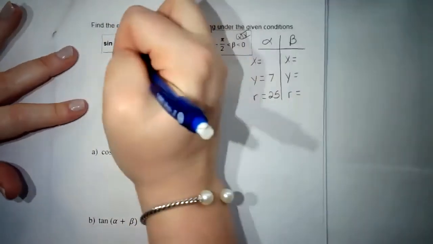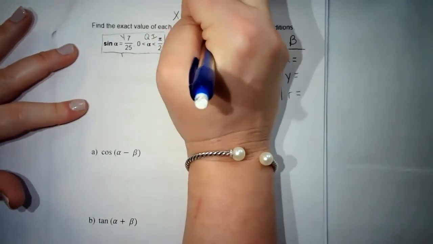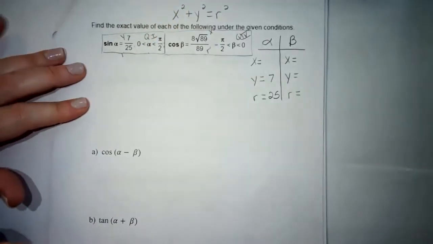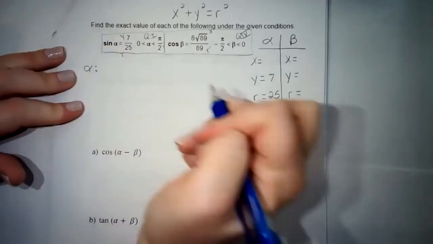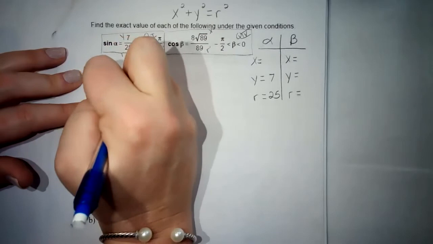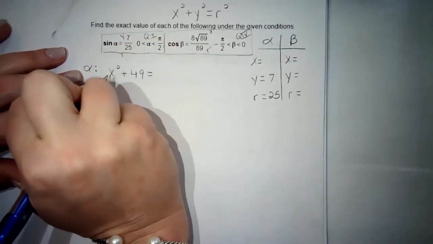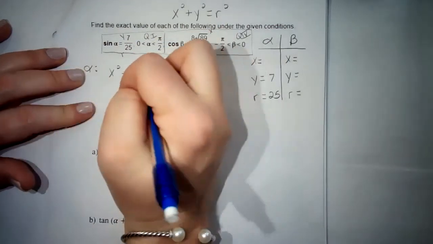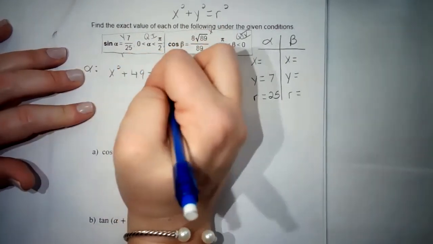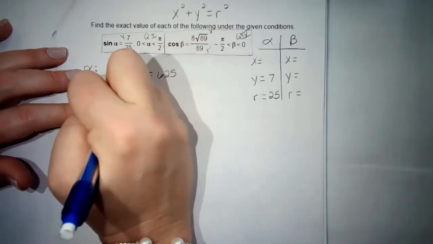Pythagorean, right? When in doubt, Pythagorean. Okay. So here we go. So for alpha, this is my alpha Pythagorean. I don't know X squared, but Y squared is 49. Oh, 25 squared. Is that 125? No. What's 25 times 25? I don't have that here. Yes. Thank you, dear. Okay.